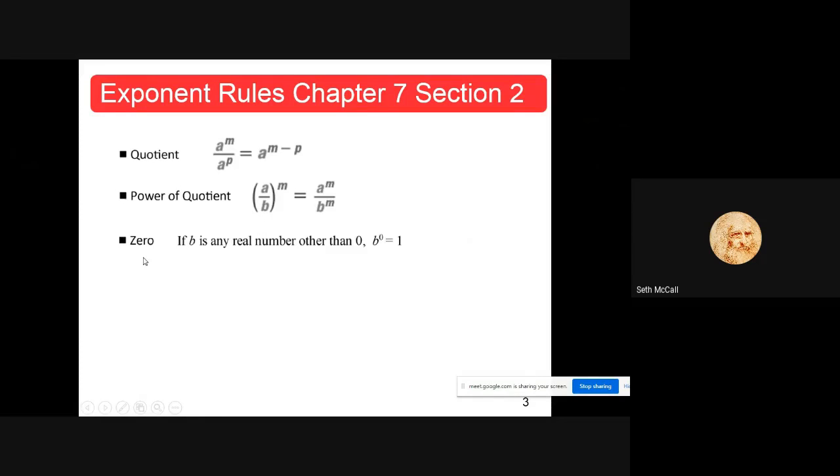There was the zero power property, and very simply, anything to the zero power equals 1.